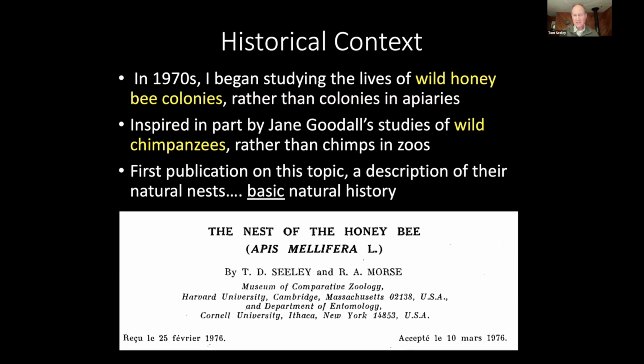My first publication on this topic was sort of basic natural history, a description of their natural nests. You can see that was back in '76. And so the data were collected in the early '70s.